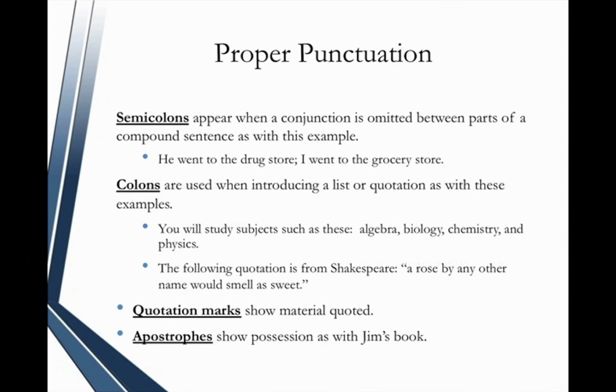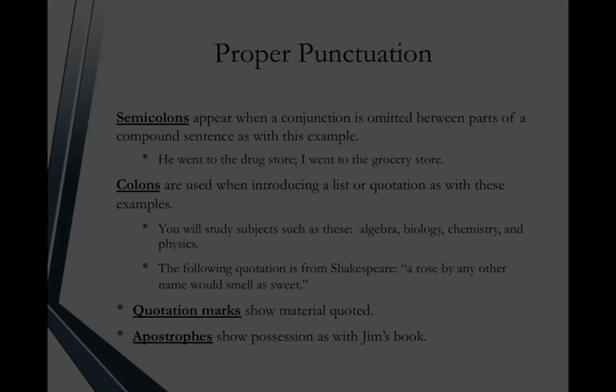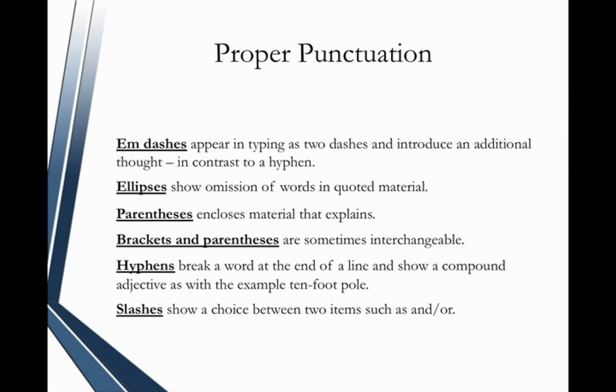Quotation marks show material quoted. Apostrophes show possession, as with Jim's book. Em dashes appear in typing as two dashes and introduce an additional thought, in contrast to a hyphen. Ellipses show omission of words in quoted material. Parentheses enclose material that explains. Brackets and parentheses are sometimes interchangeable. Hyphens break a word at the end of a line and show a compound adjective, as with the example 10-foot pole. Slashes show a choice between two items, such as and/or.